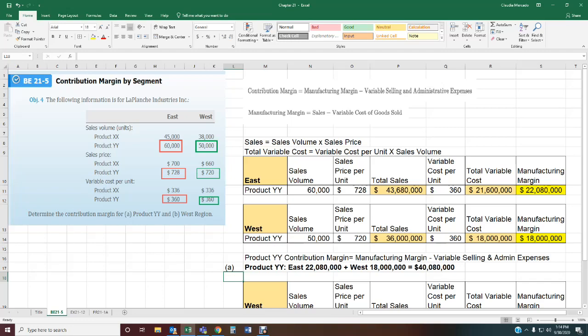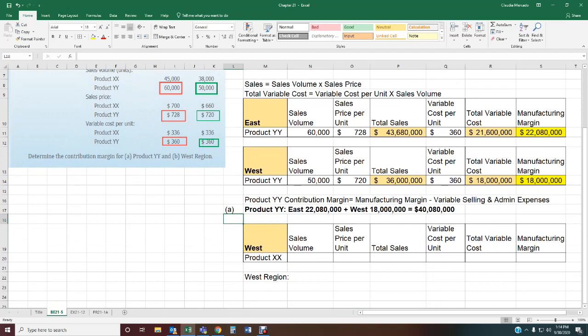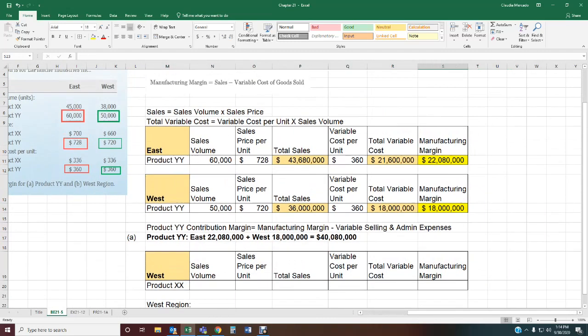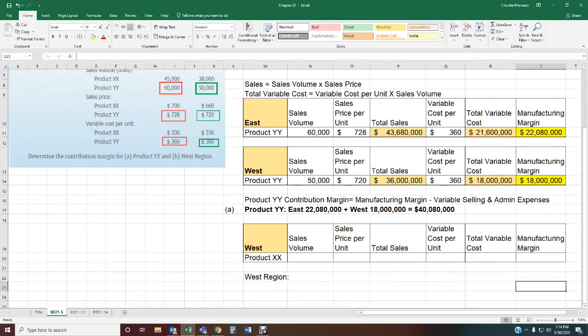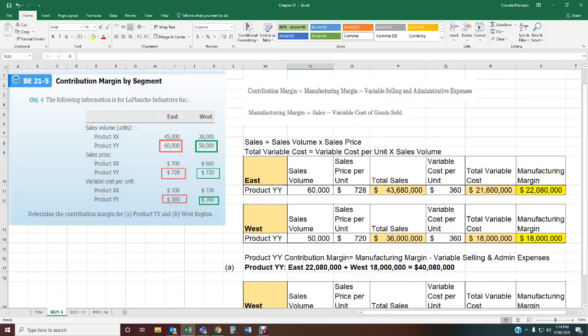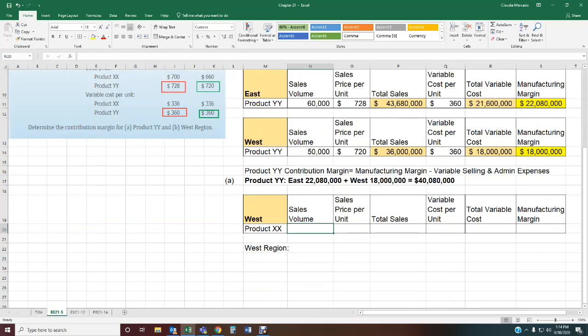So requirement B, now they're asking you to get your contribution margin for the west region. Now they're not asking you about a product, they're asking you about a region. Now I've already calculated my west region for product YY. So I've got my west region right there for product YY. So what am I missing? I am missing the west region for product XX. So I need to calculate my west region for product XX.